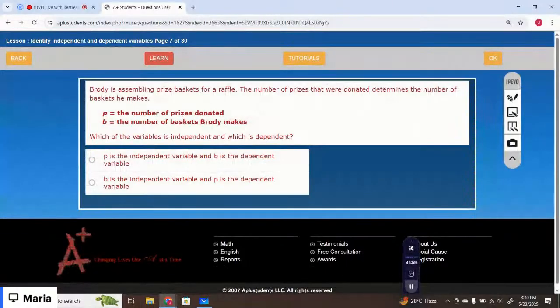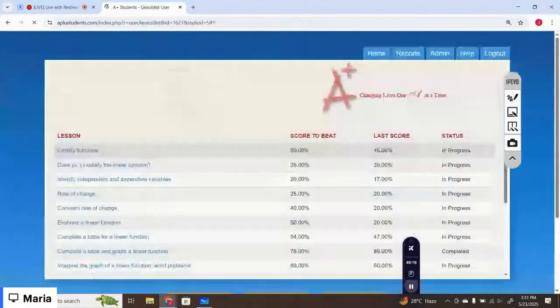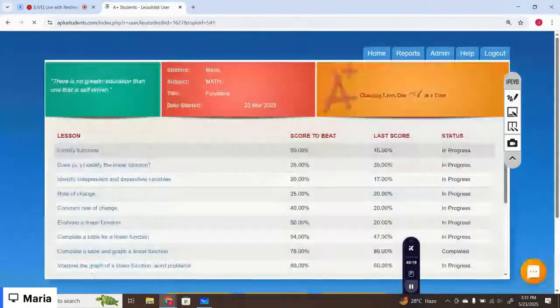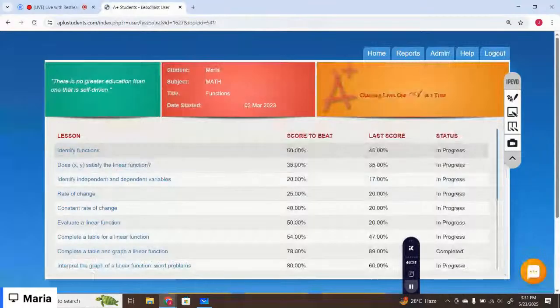Okay, you can complete the lesson by yourself today. Let me just move on to the next lesson. The next lesson is rate of change.